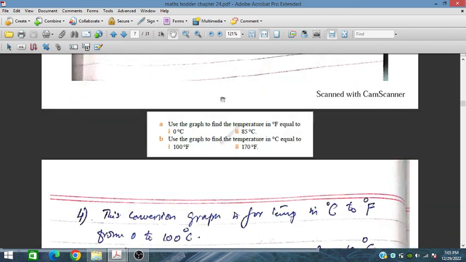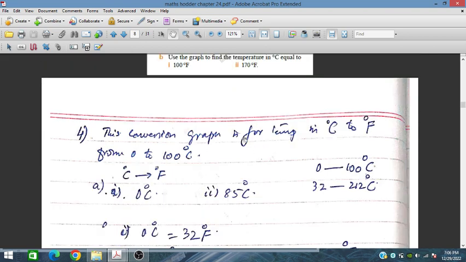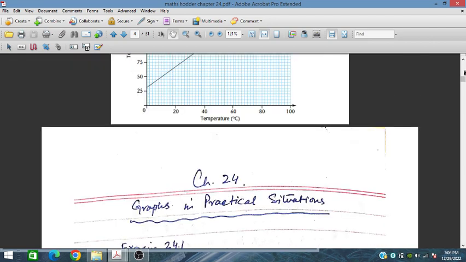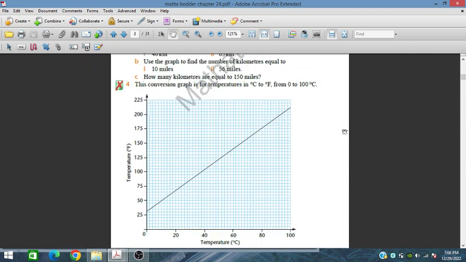So let's start question number 4. We have to use a graph to find the temperature in Celsius equivalent to 100 Fahrenheit and 175 Fahrenheit. So this is question number 4. We have this graph.